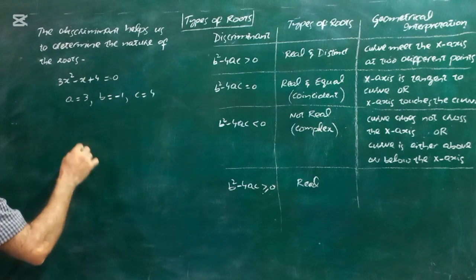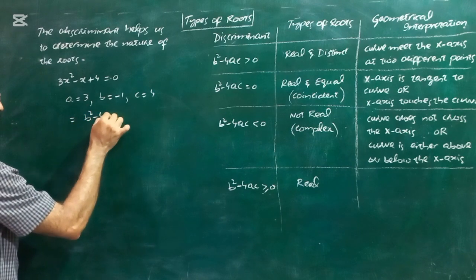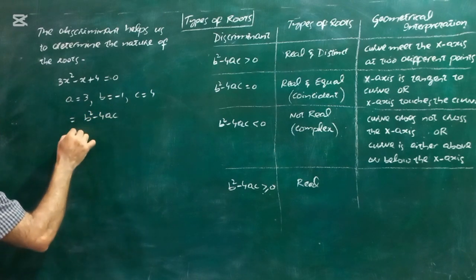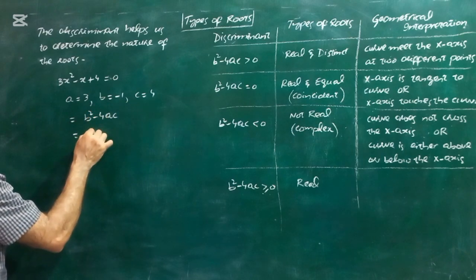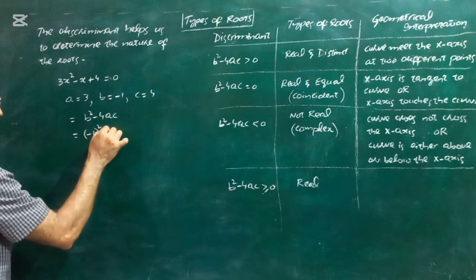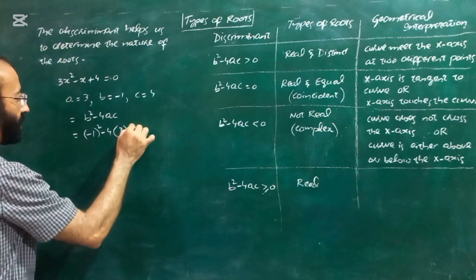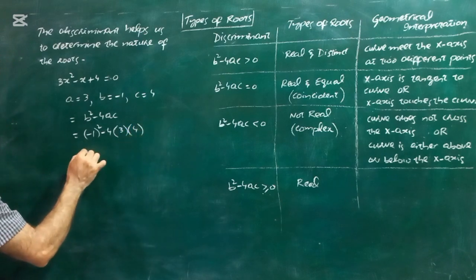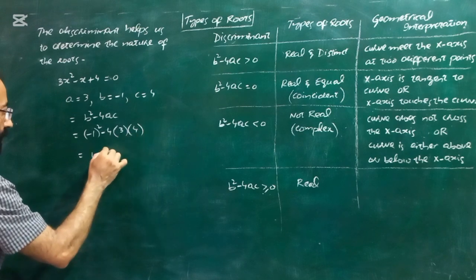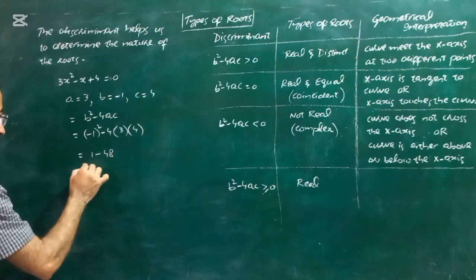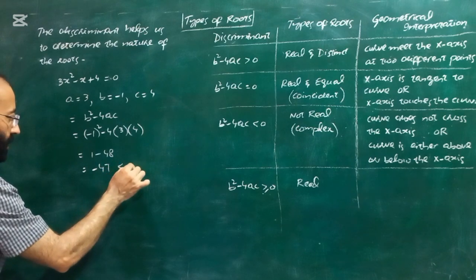Now we are going to put the values into the discriminant. So b square minus 4ac. Putting the values of a, b, c into this, b is minus 1, so it will be minus 1 square, minus 4 as it is, a is 3, and c is 4. So from here, 1 minus 4 3s are 12, and 12 4s are 48. So the answer is minus 47, which is lesser than 0.